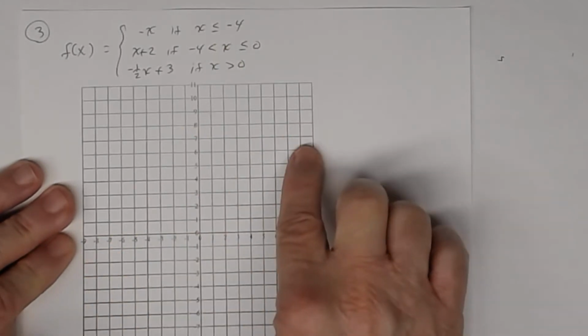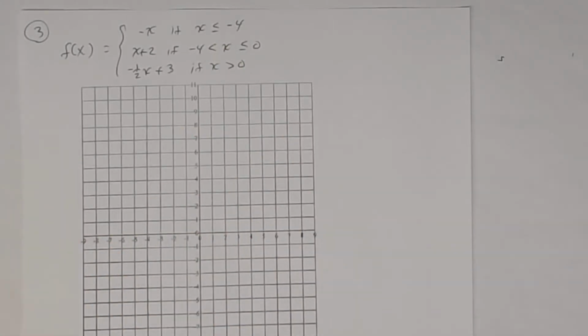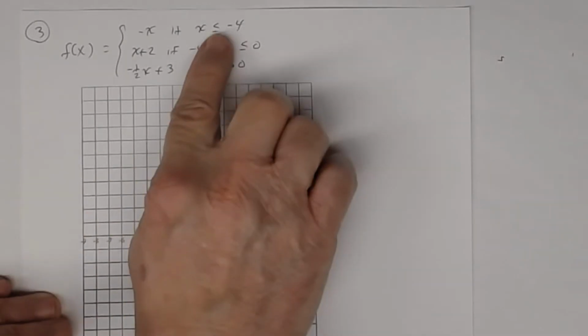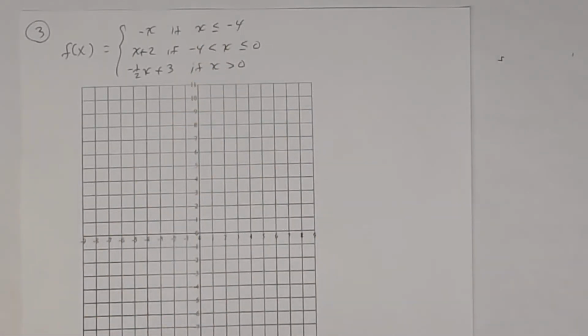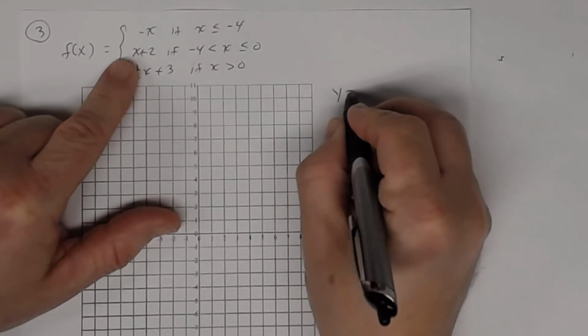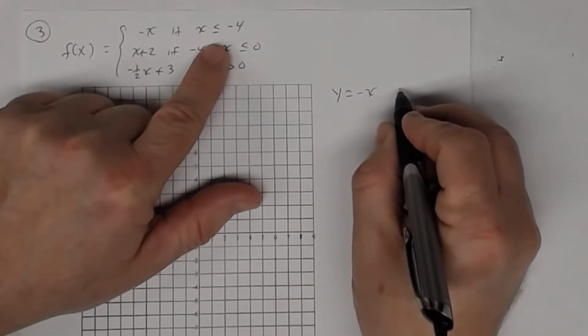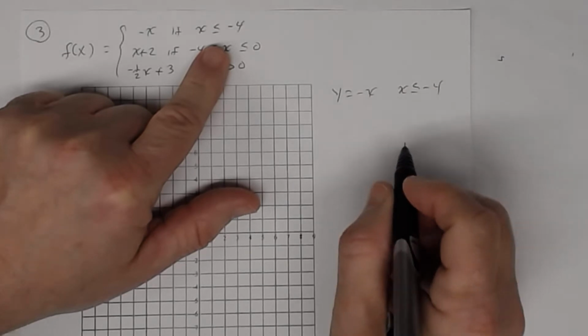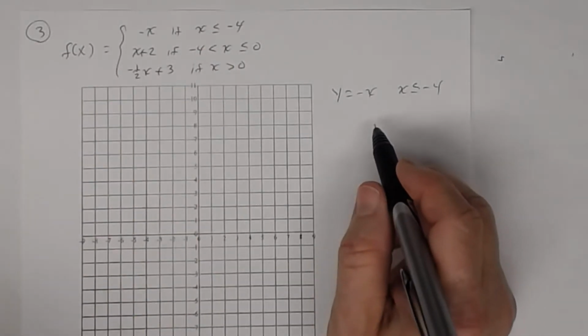Don't draw 2 arrows. Okay. All right, because these are restricted, these are not really lines anymore. Now let's go to the first one. y equals -x, and then here's my domain: x is less than or equal to -4. So that's the first one we're going to graph.